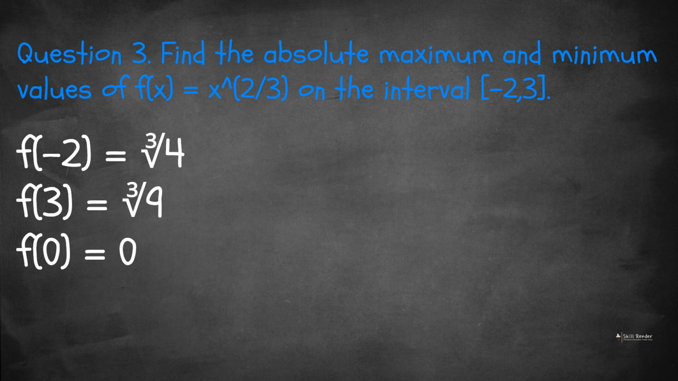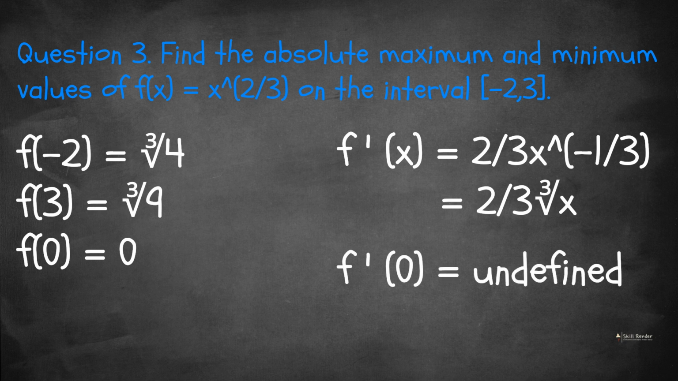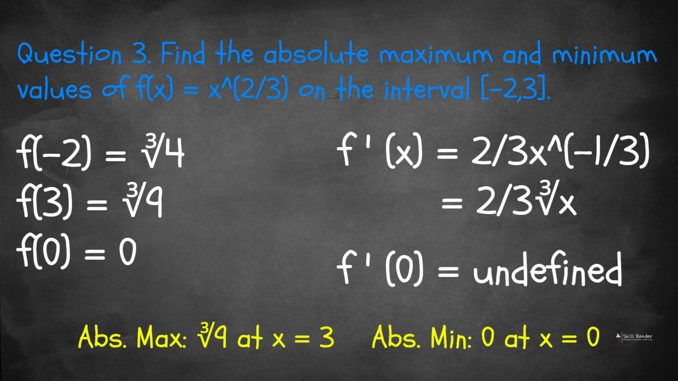Let's take the first derivative of the function. f prime of x equals 2/3 x to the -1/3 power equals 2 over 3 times the cube root of x. As you can see, the evaluation of the first derivative at f prime of 0 will be undefined. Therefore, for the function on the given domain, the absolute maximum value is the cube root of 9, approximately 2.08, when x equals 3. And taking the smallest evaluated number, the absolute minimum value is 0 when x equals 0.